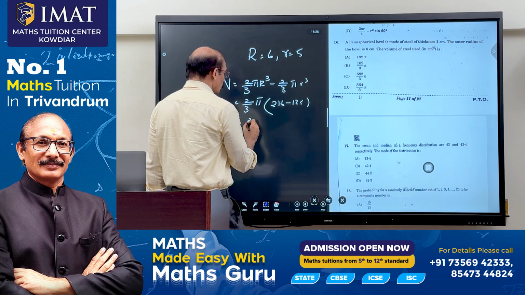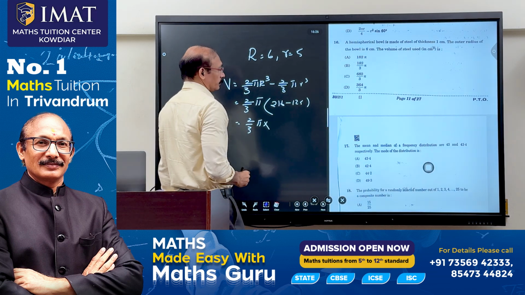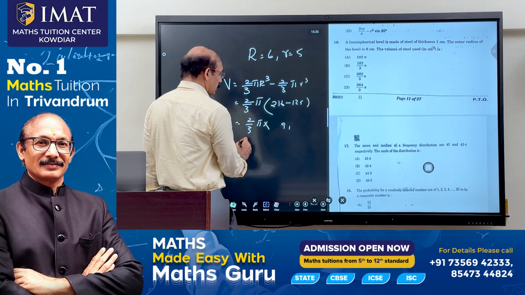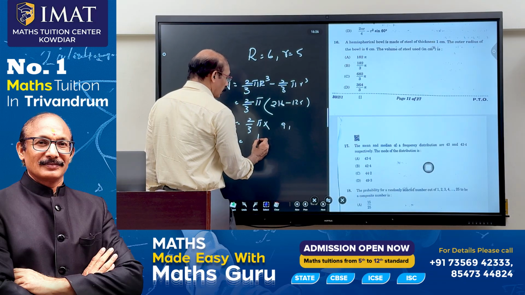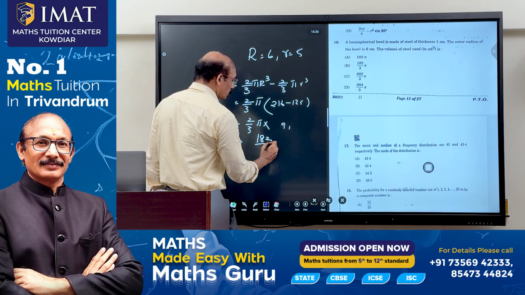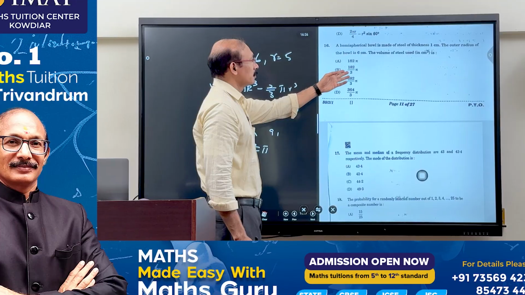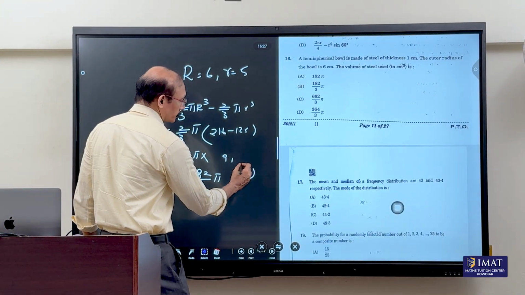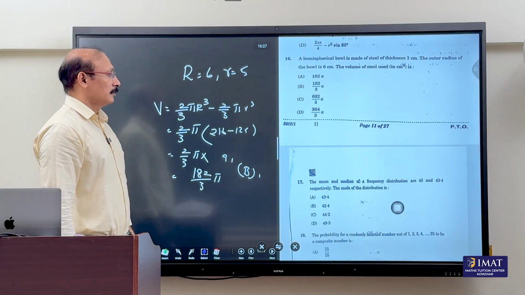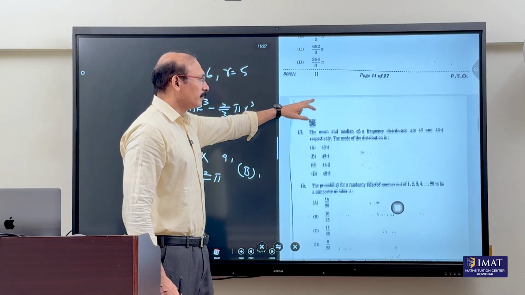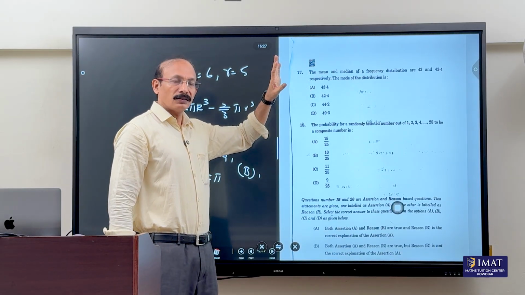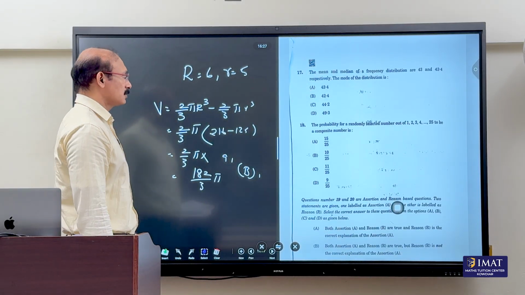So, this is equal to 2 by 3 pi into 91. So, the answer is 182 by 3 pi cubic centimeters. So, 182 by 3. So, the answer is B. So, this time the questions from the objective part are not difficult, very direct questions.